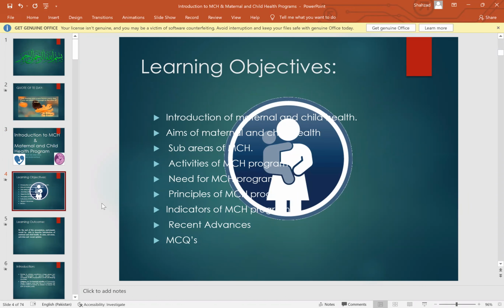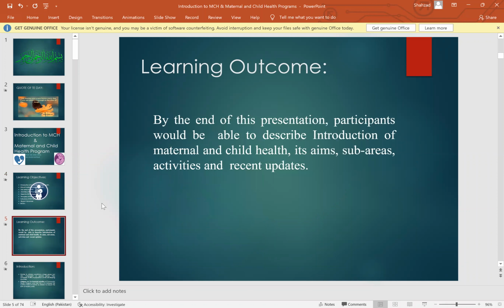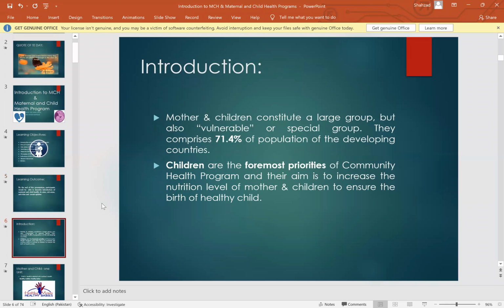Learning objectives include the introduction of maternal and child health, aims of maternal and child health, sub-areas, its activities, its need, principles, indicators, recent advances, and multiple choice questions. Learning outcome: by the end of this presentation, participants would be able to describe the introduction of maternal and child health, its aims, sub-areas, activities, and recent updates.